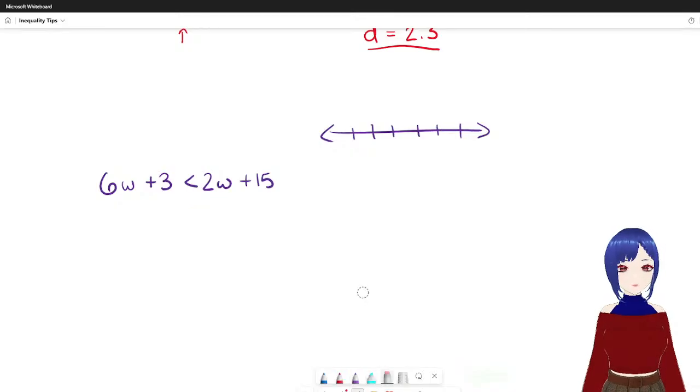As I mentioned before, when you're solving the equation, you have your choice. If you're somebody with the equations who likes to make sure you keep your variable positive, then you can pick which side you move your variable to. But with the inequality calculation, you can still pick your side, but I highly recommend just making sure to move the variable to the left. So we're going to have 6w plus 3 less than 2w plus 15.